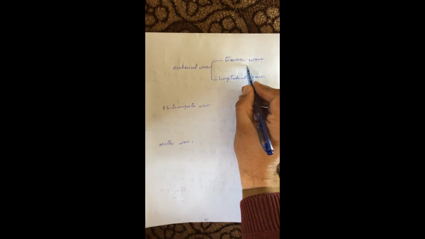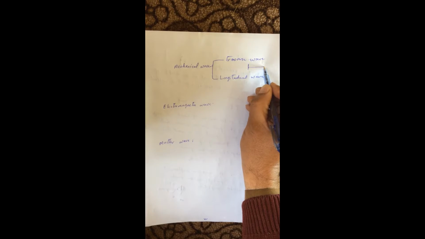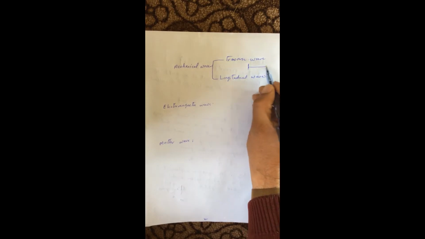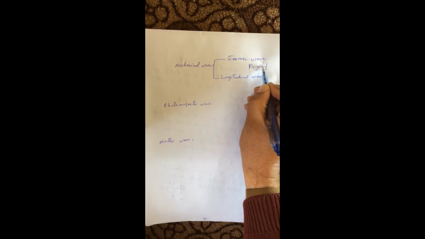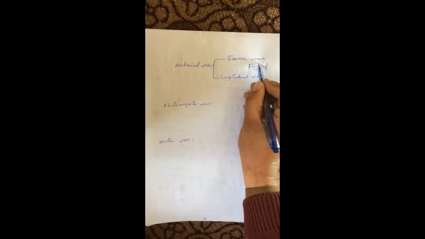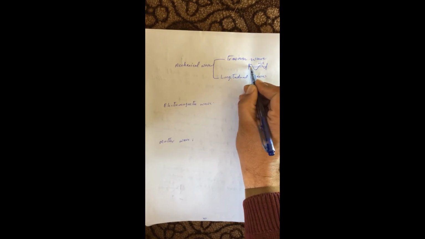A transverse wave is a kind of wave in which the wave is moving in one direction. Suppose we have a string and we are creating a wave in this string. So the wave looks like this. The wave is moving in this way while the particles of the string are moving up or down. Such a kind of wave is called a transverse wave.